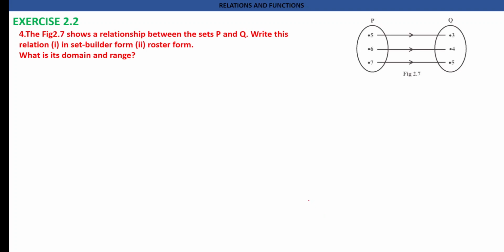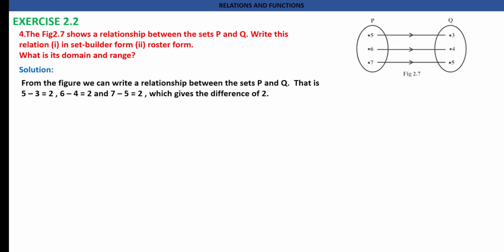Let us see question number 4. Figure 2.7 shows the relationship between the sets P and Q. Write this relation in set builder form and roster form. What is its domain and range? Solution. From the figure, we can write a relationship between sets P and Q. If we observe, the difference between 5 and 3 is 2. So 5 minus 3 is 2, 6 minus 4 is 2, and 7 minus 5 is 2, which gives the difference 2.